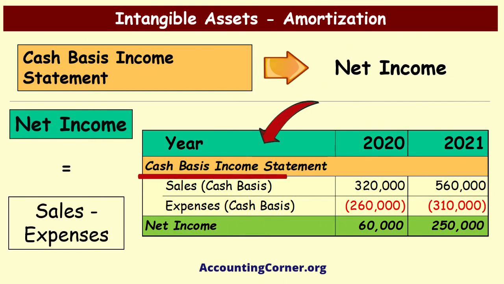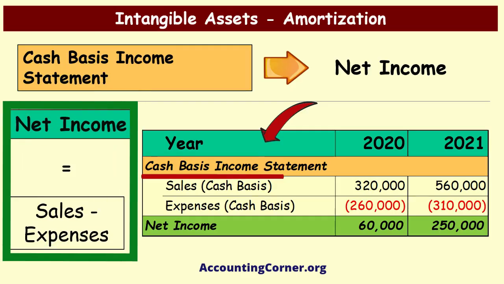Here's the cash basis income statement for 2020 and 2021. This calculation follows the simple formula: net income equals sales minus expenses. It is based entirely on cash inflows and outflows during the year, reflecting actual money received and paid, without considering receivables or payables.